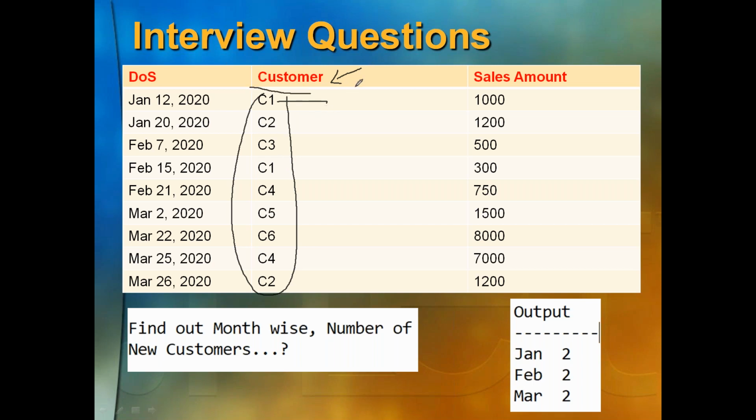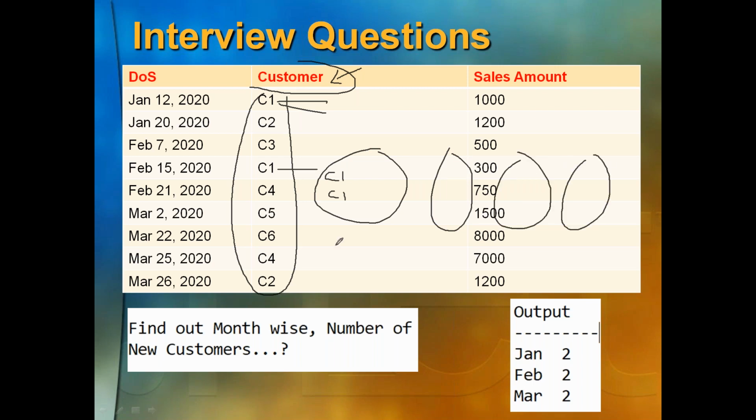Grouping by customer means all C1 data will be grouped, C1 and C1, then C2 data will get grouped, C3 data, like that. You have to group by customer ID. Clear? After grouping, I want to perform an aggregate function. On this I apply a minimum of DOS. Minimum of DOS means the minimum date function.